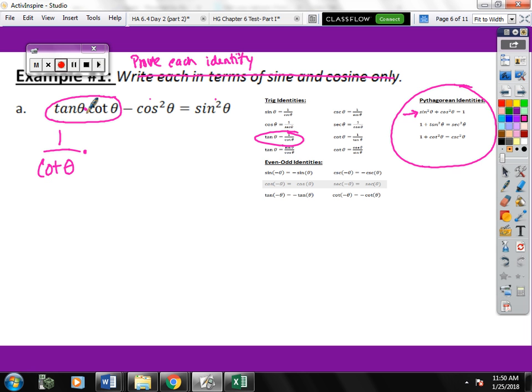This is understood multiplication if there's no symbol. Leave cotangent as it is, but put it over 1. Everything else is staying as is because it's r squared. And then we can see our cotangents are going to divide out, leaving us with just 1 over 1, which is 1.